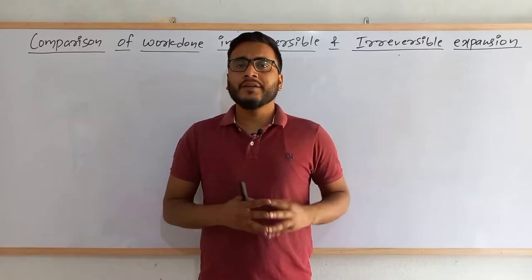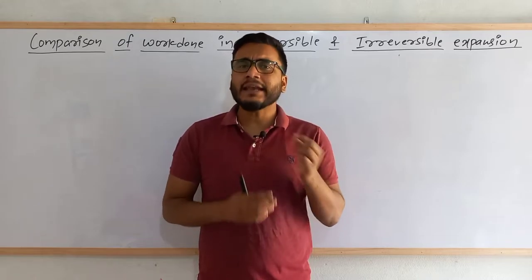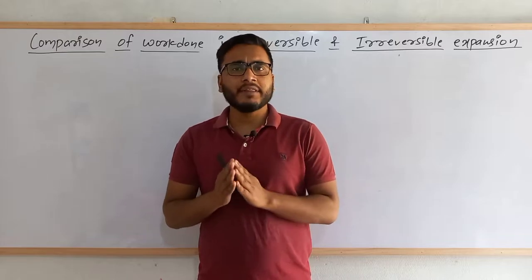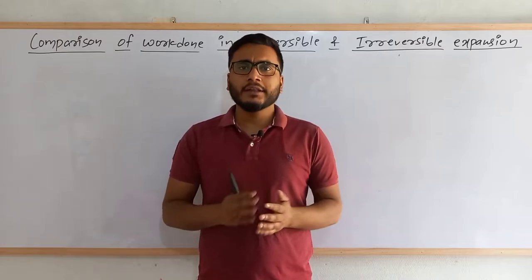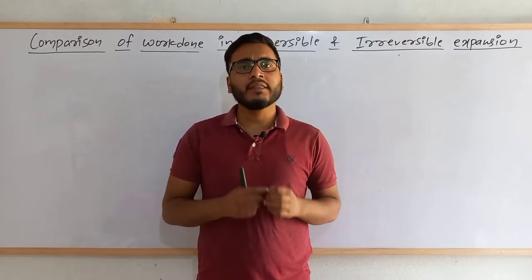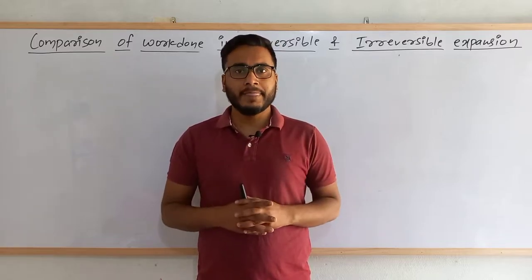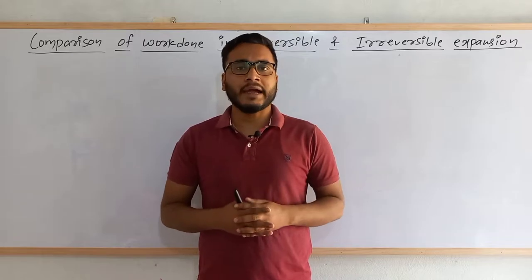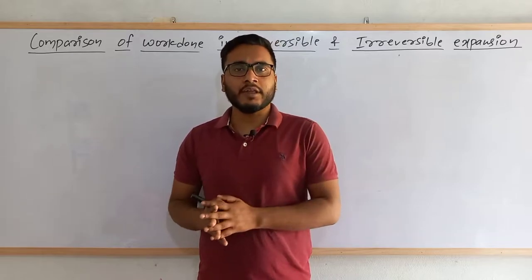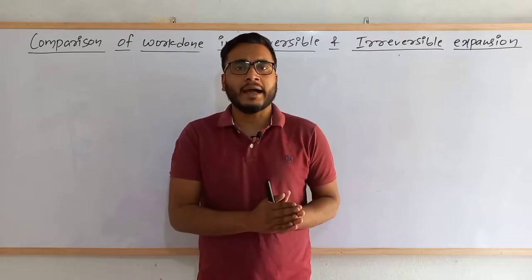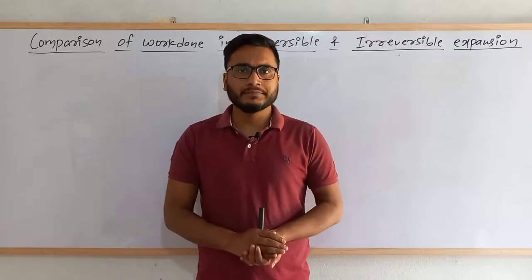We know that the reversible process happens infinitesimally slowly. That means in every step, the external pressure decreases slightly. On the other hand, irreversible processes are sudden. That means the pressure decreases suddenly. And mathematically, we proved that the work done in a reversible process is greater than the work done in an irreversible process. Let's prove that graphically as well.